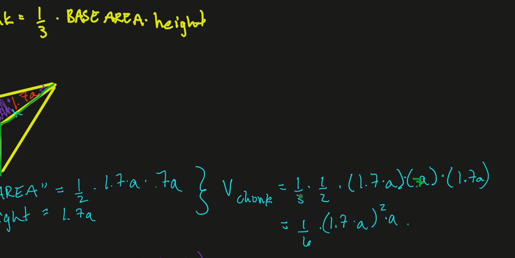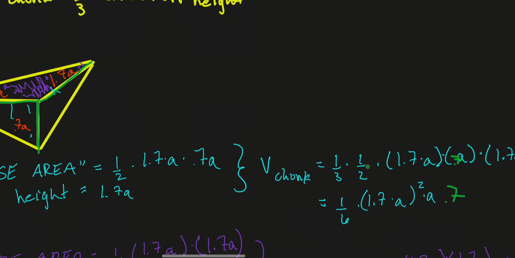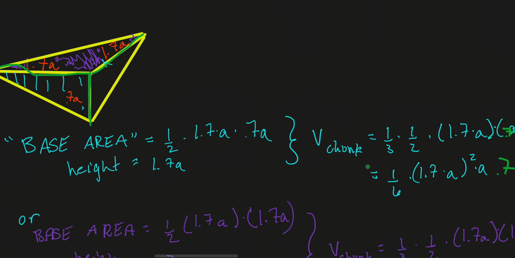When we multiply all this through, we get 1/3 times 1/2, that's a 1/6, times 1.7a quantity squared, times a times 0.7, because I forgot that part. I apologize for that sloppiness. But that would be the appropriate volume of that.